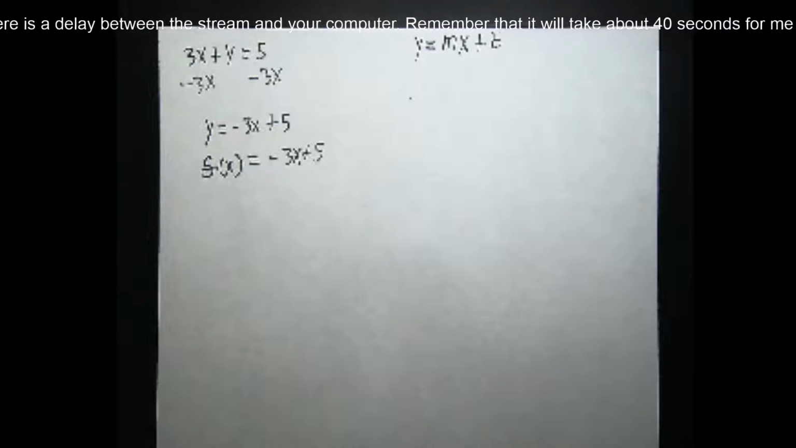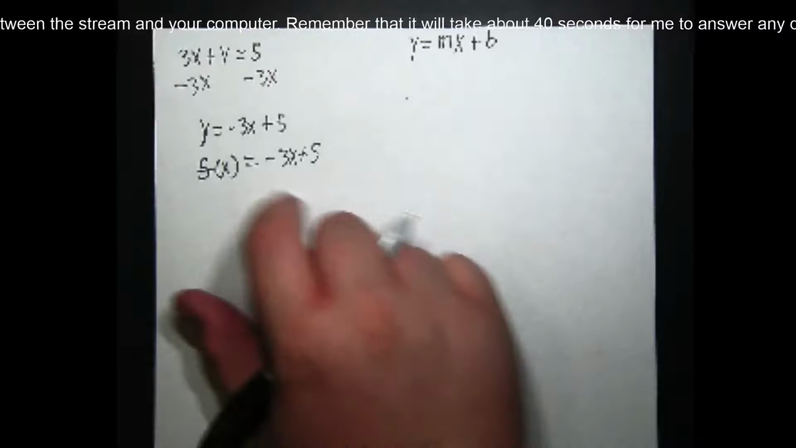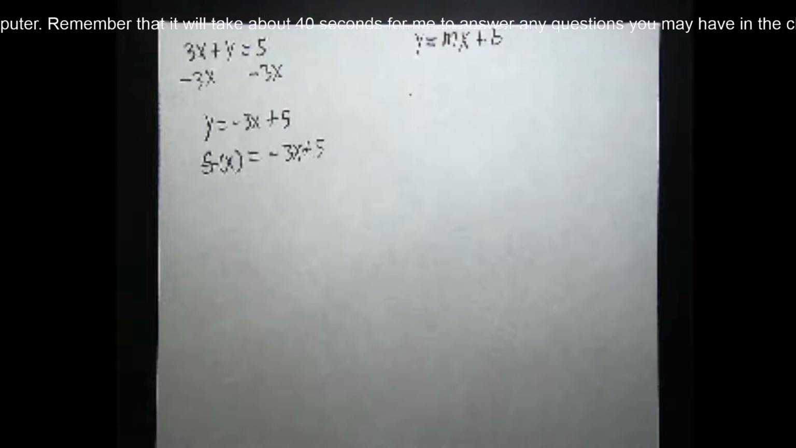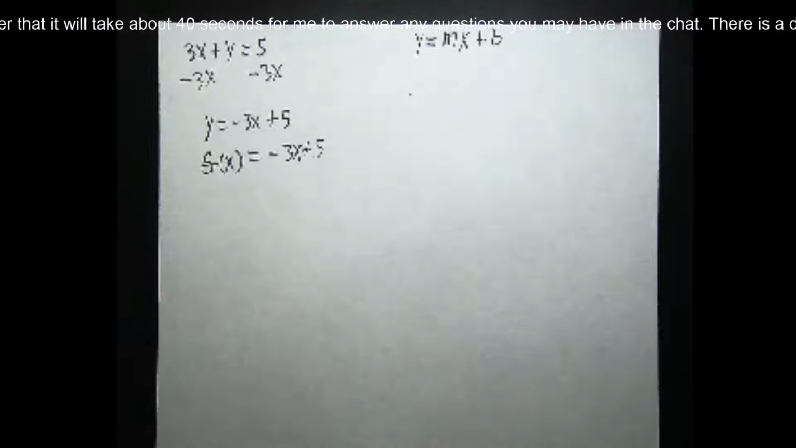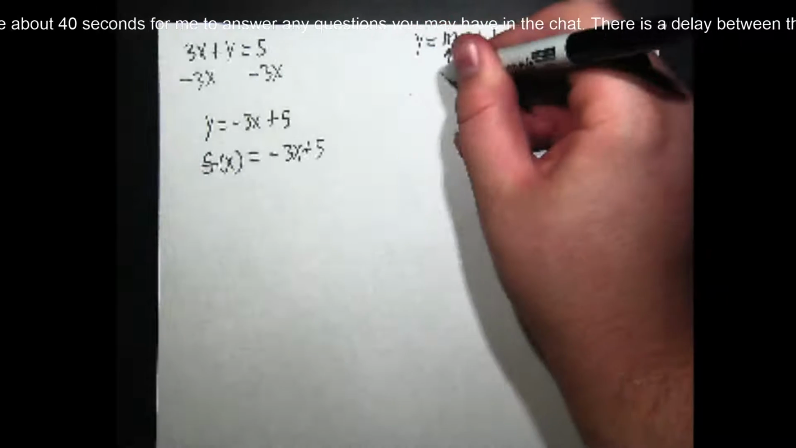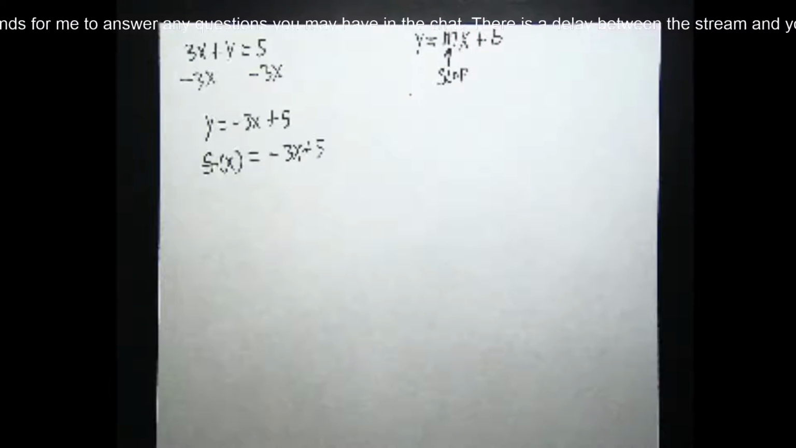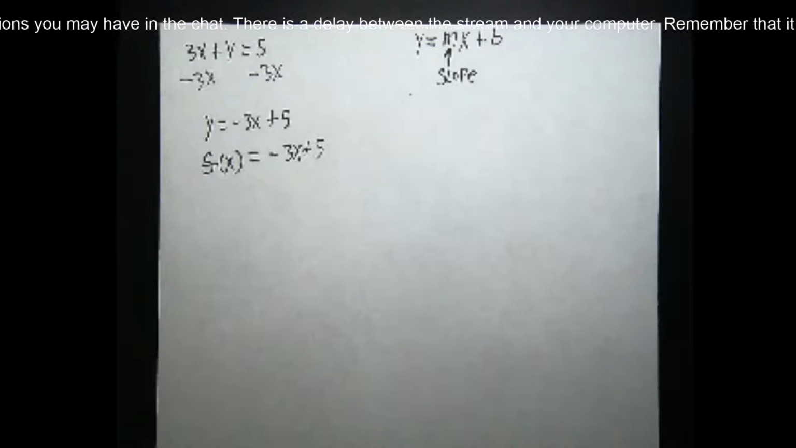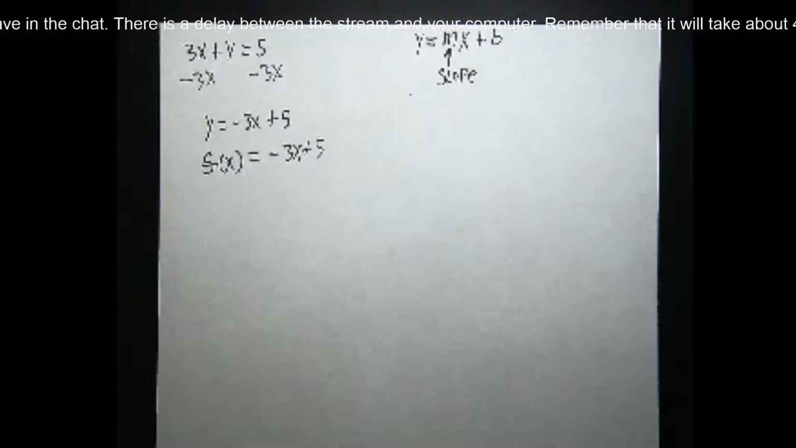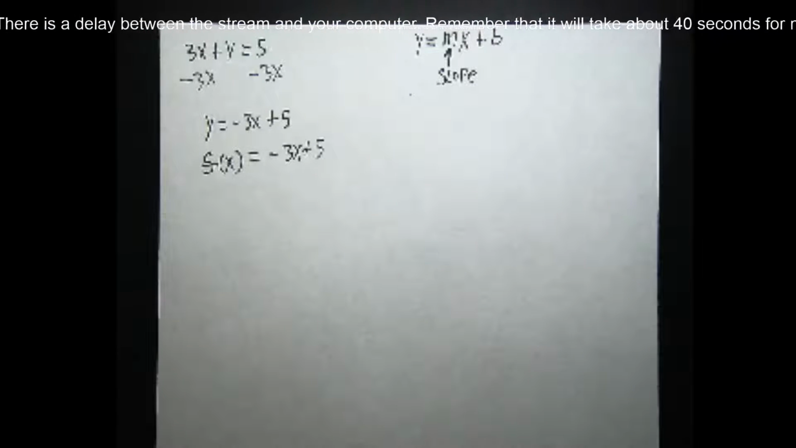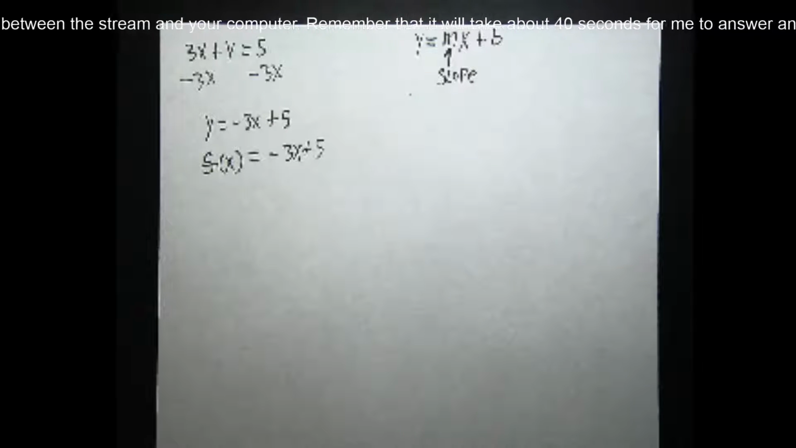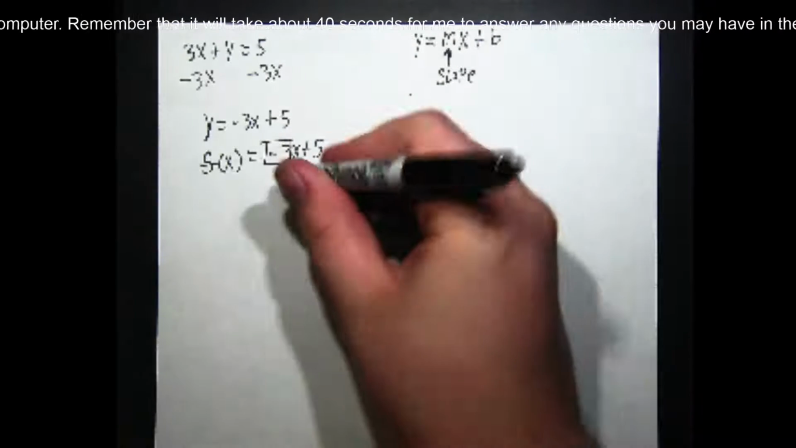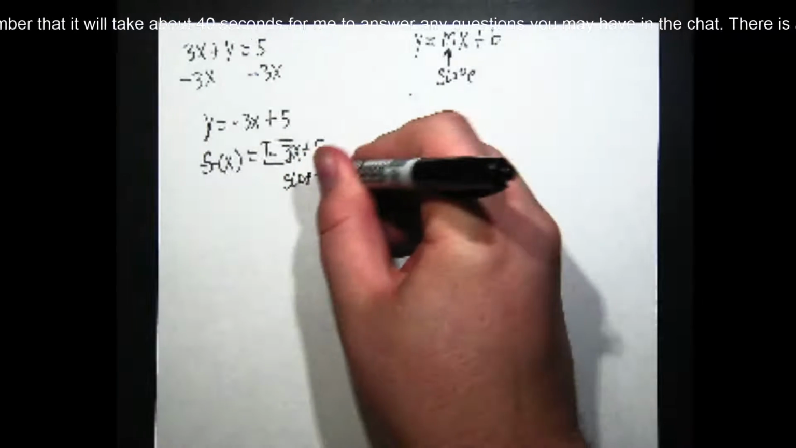Now, the other things that I said last time were that we have some important pieces and parts of this that we need to identify if we really want to understand our function. First, there's the slope. Okay, so the slope tells us how much the function is changing as we go from one point to the next. And so negative 3 is the slope in this case.